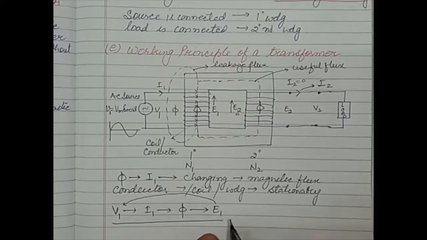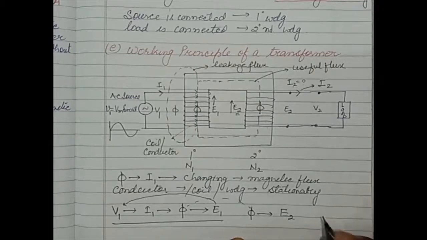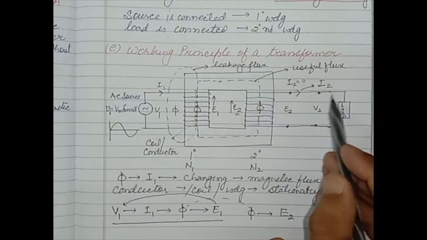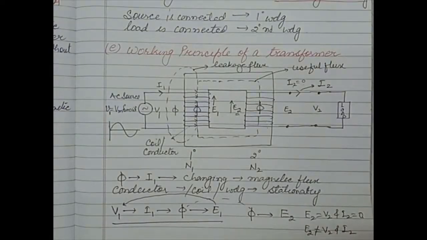Now moving towards the secondary circuit, this flux is linking with the secondary circuit. The flux keeps on changing, the conductor is stationary, and there is an induced EMF E2. If the terminal is not connected with the load, E2 is equal to V2 and I2 is equal to 0. But when a load is connected, E2 is not equal to V2 and a current I2 is set up in the circuit. This is the basic working principle of a transformer.